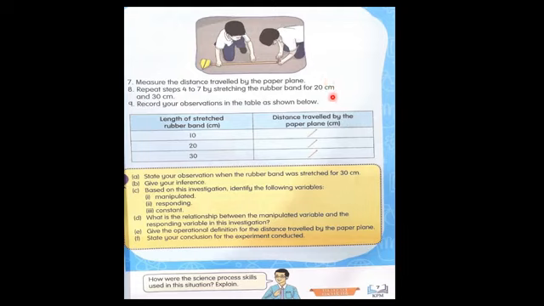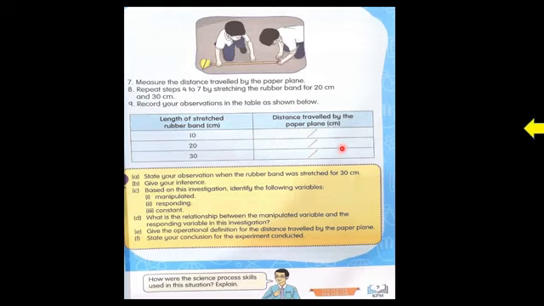Next, repeat steps 4 to 7 by stretching the rubber band for 20 cm and also 30 cm. So you have 3 measurements. First, you stretch for 10 cm, second 20 cm, and lastly 30 cm.